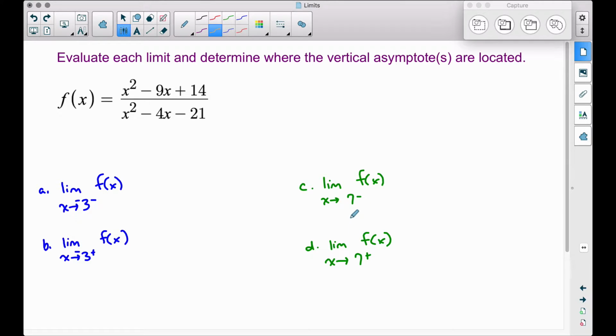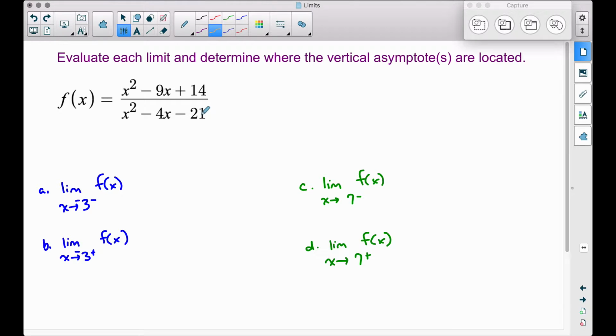Let's go ahead and check 7 too to see what we've got going on there. 7 squared is 49. 49 minus 4 times 7, well, that's going to be 28. 49 minus 28 is 21, minus 21, we get 0. So we've got to do some magic.